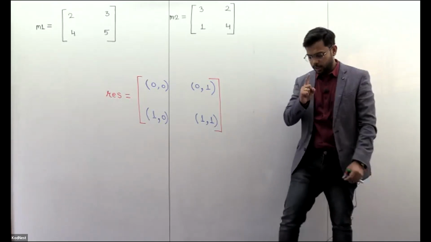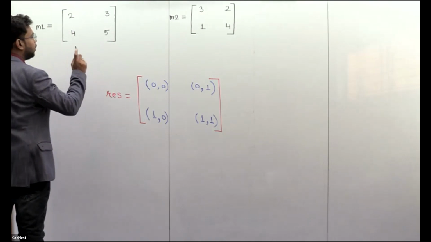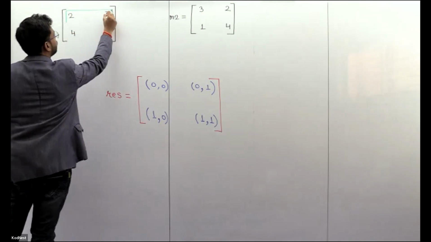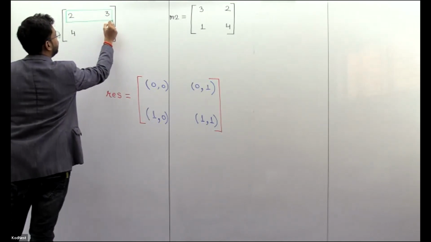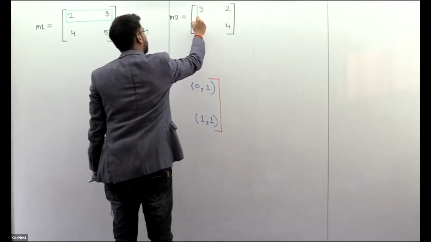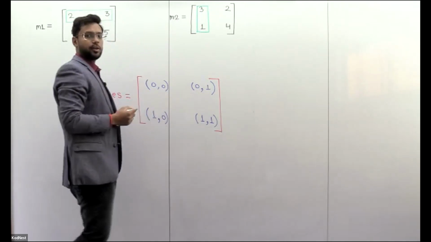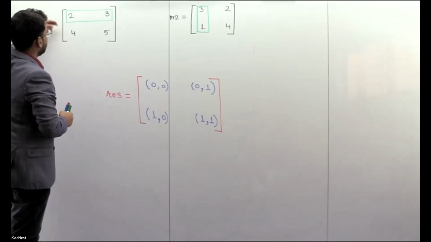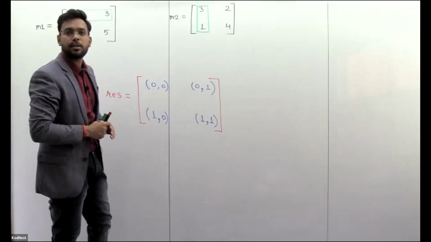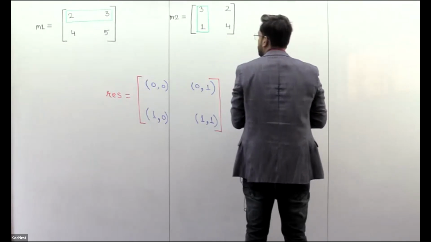Okay, sir, how to do this? Well, see here. If you want to perform the multiplication, then always you have to take the row of the first matrix and multiply it with the column of the second matrix. So see here, I am taking the row of the first matrix and multiplying it with the column of the other matrix. So let us try to do this.